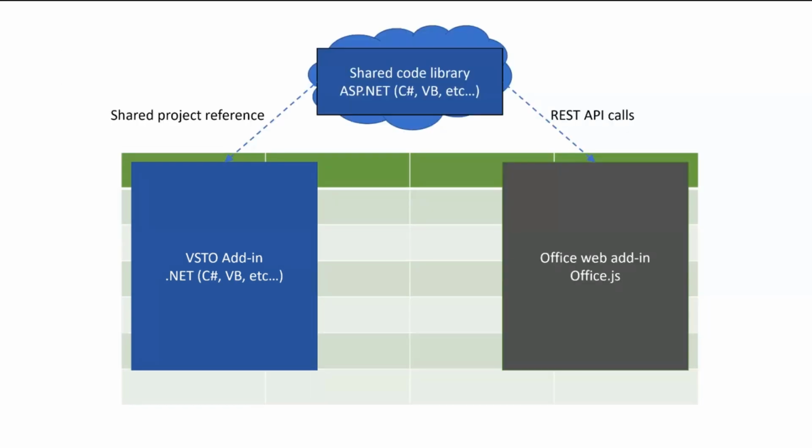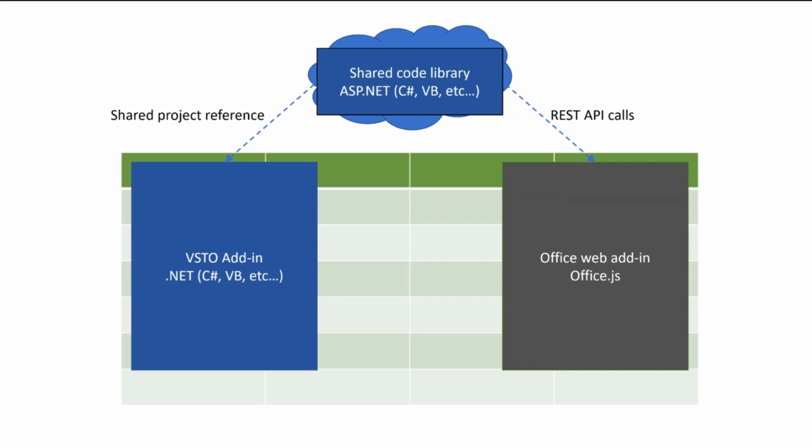So this specific sample is about how you can share code between the two. If you have a VSTO add-in and you just rewrite everything as an Office web add-in, you're going to have two code bases, and that starts to get costly. So how can we share code so that you can avoid rewriting code where possible? That's where this sample comes in.